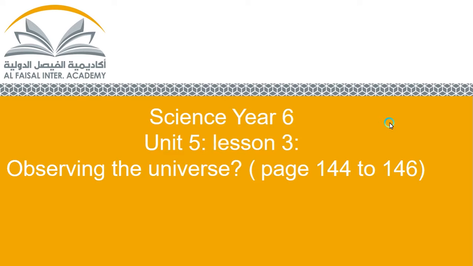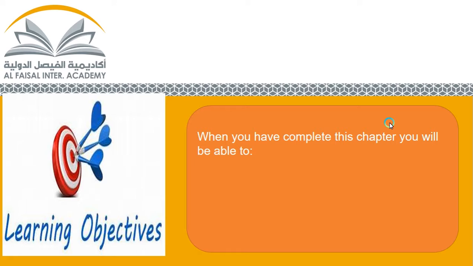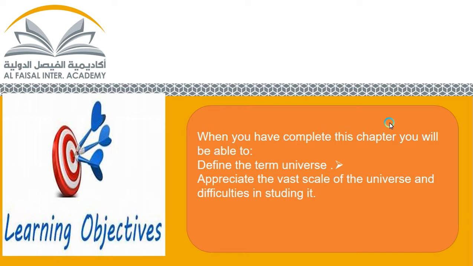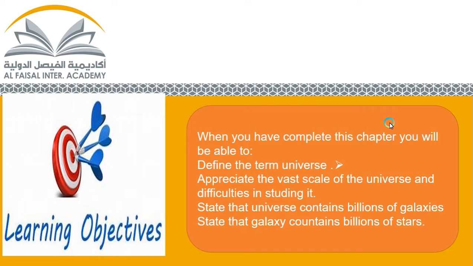So today we're going to speak about science for grade 6, unit 5, lesson 3, observing the universe, page 144 to page 146. First of all, we want to start with our learning objectives. At the end of this lesson, the student should be able to define the term universe, appreciate the vast scale of the universe and the difficulties in studying it, state that the universe contains billions of galaxies, and state that a galaxy contains billions of stars.